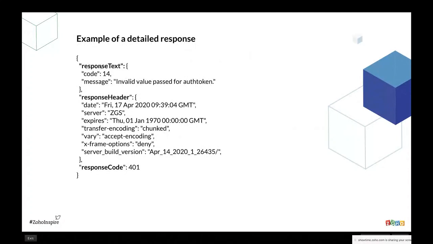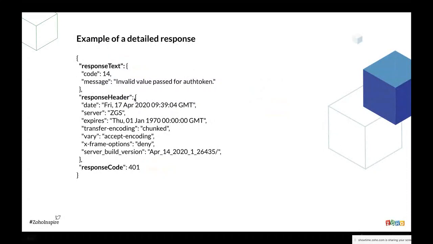So it has three parts. It's a map with a response text, and the content inside the response text is what you would normally get if you didn't set detail to true. That's what you would normally receive in the response. But when you set detail to true, you get this more complex response.